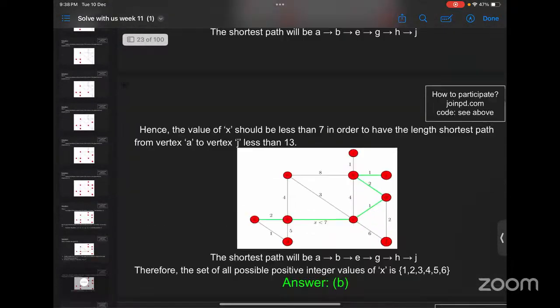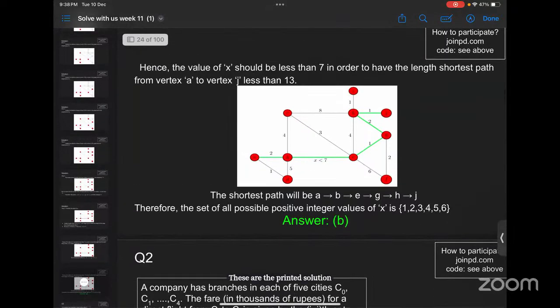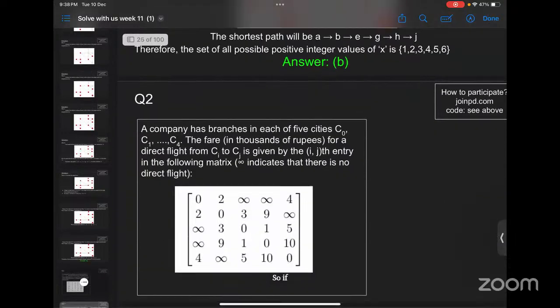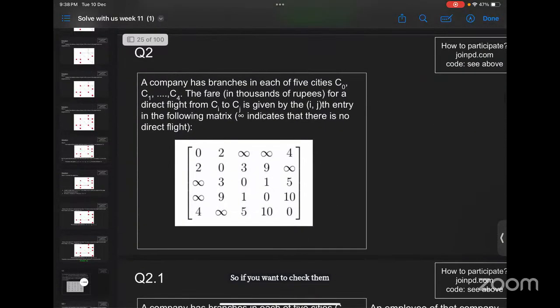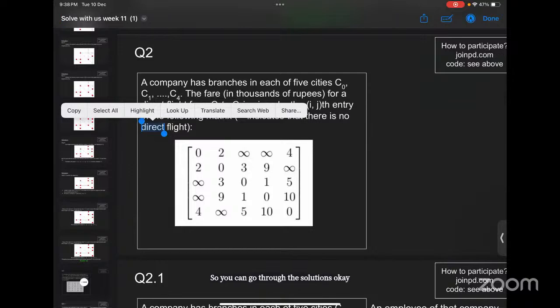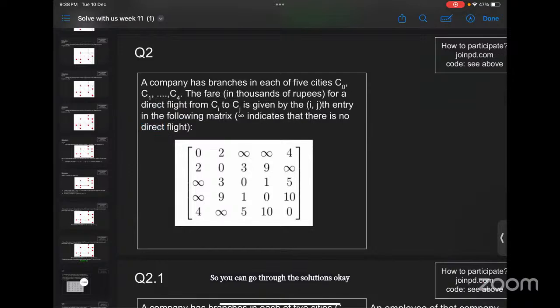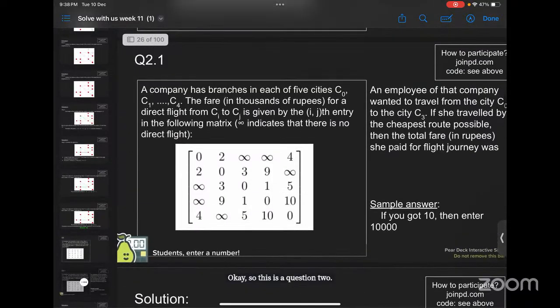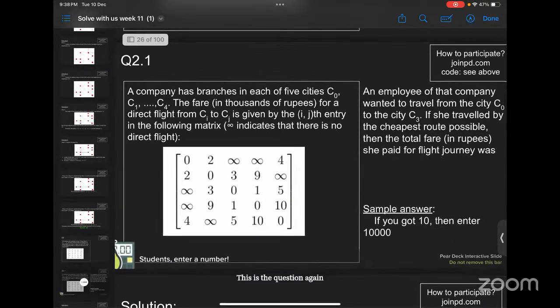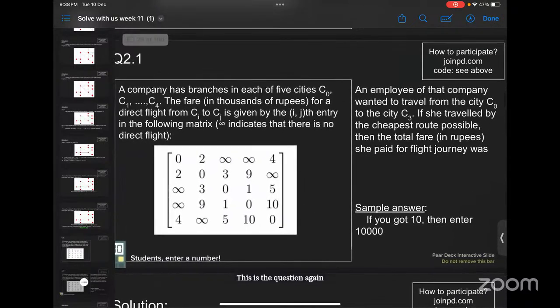These are the printed solutions. I guess you also have the PDFs, right? If you want to check them, you can go through the solutions. Okay, so this is question 2. Take your time to solve and just let me know the answer.